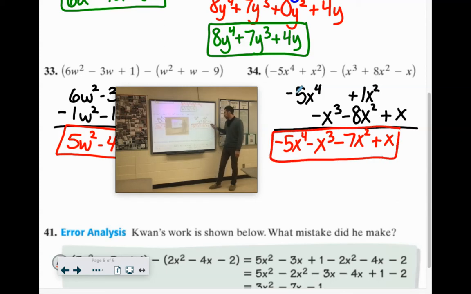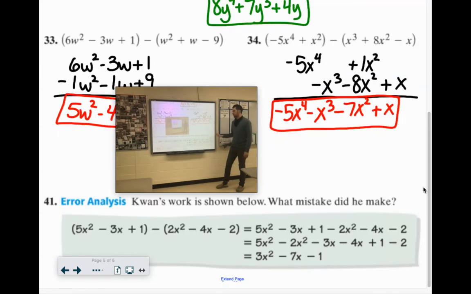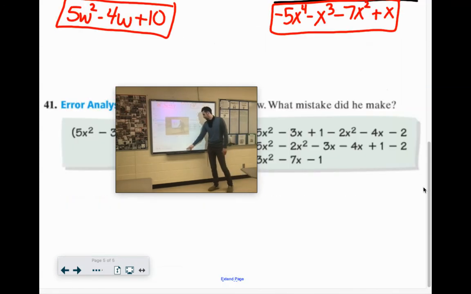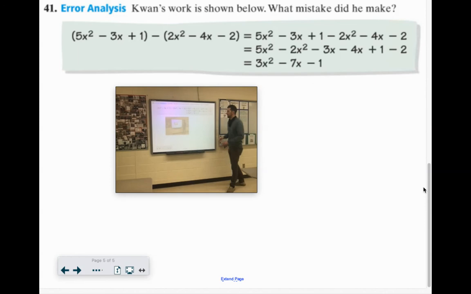Oh no, Mr. Plant, I'm so sad. There's only one more problem, and it's us trying to figure out what mistake someone else made. Oh no. They had a subtraction problem. And I see they just rewrote the first three terms, 5x squared, negative 3x plus 1. And then they had minus 2x squared minus 4x.